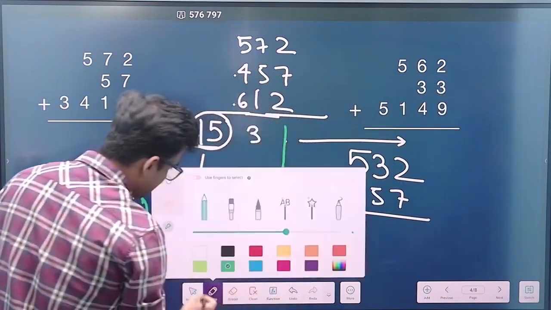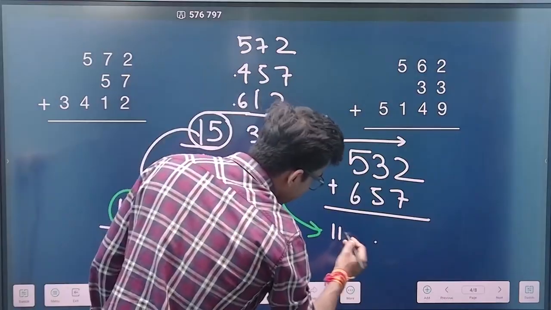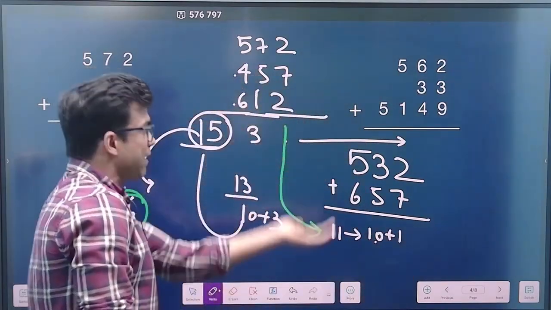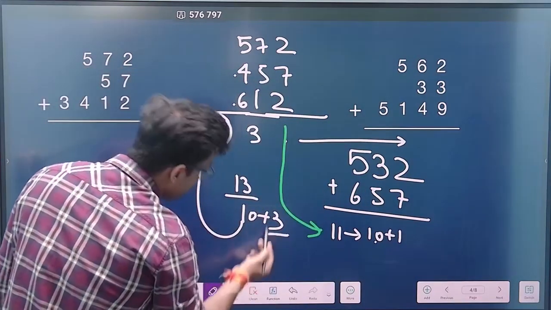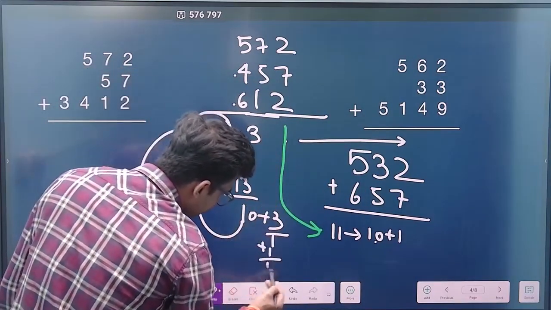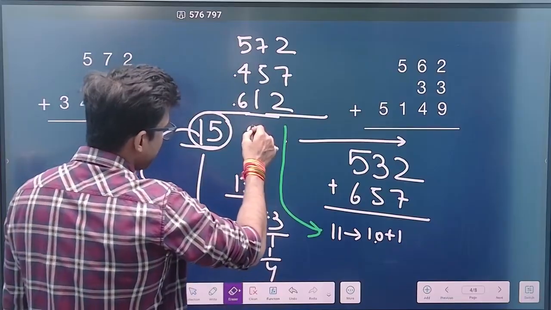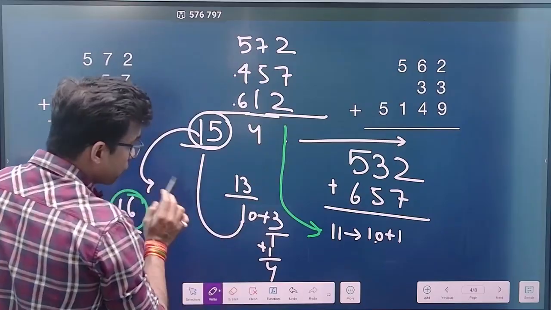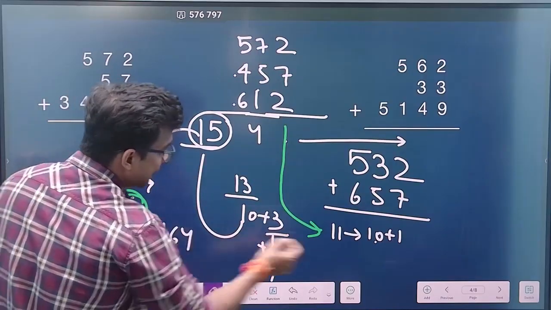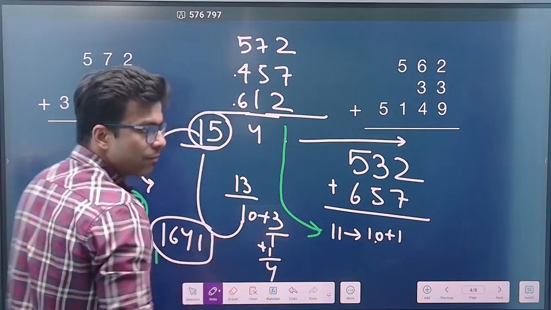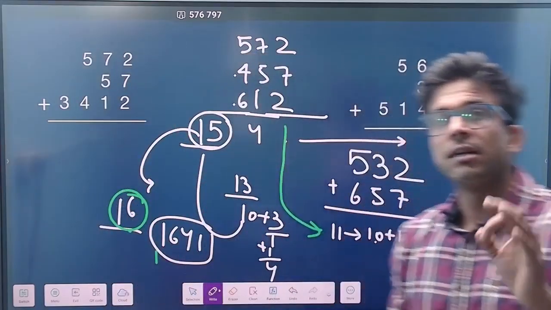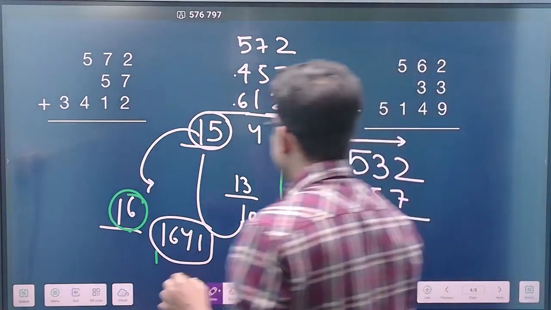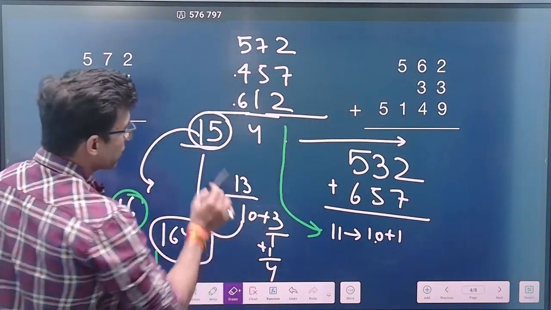For 11, let me change the marker. For 11 you are again getting 10 plus 1. If you're getting 10, switch to the other number from the left hand side. This 3 was there, now this 3 plus 1 becomes 4, correct? Erase this 3 from here and write down 4. Now the number is 164 and this 1 also. So if you add this number, you will get 1641, correct? I hope you understood the rule.